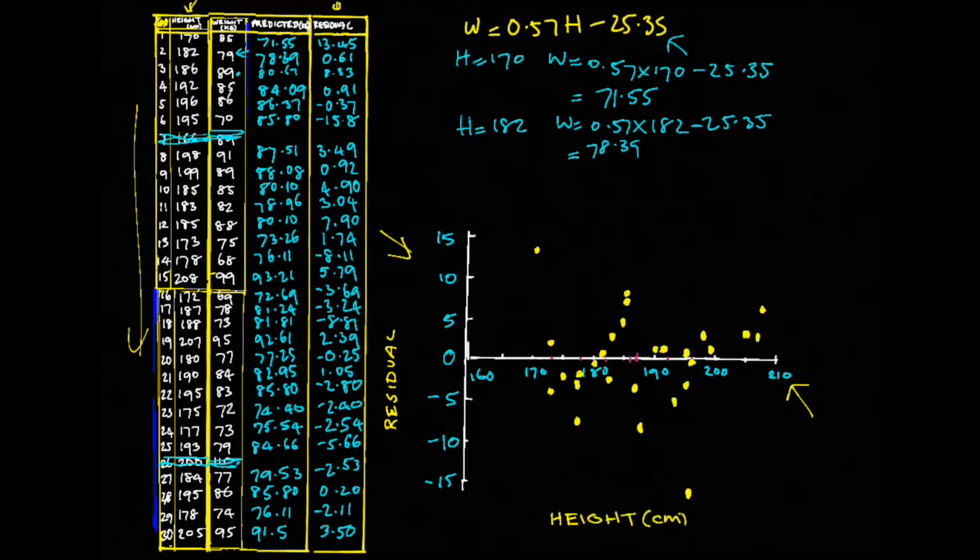So this is what the residual plot looks like. Now, because the dots are scattered randomly and there's no distinct pattern, we can say with some confidence that weight increases linearly with height.